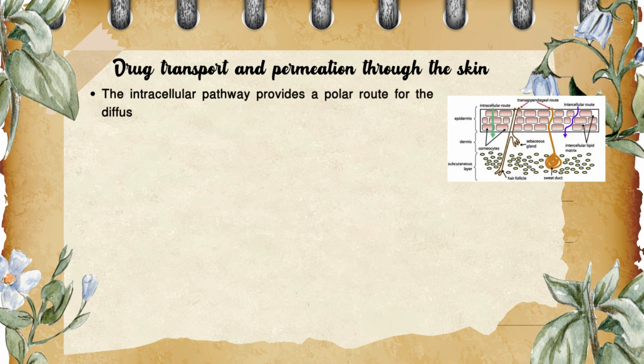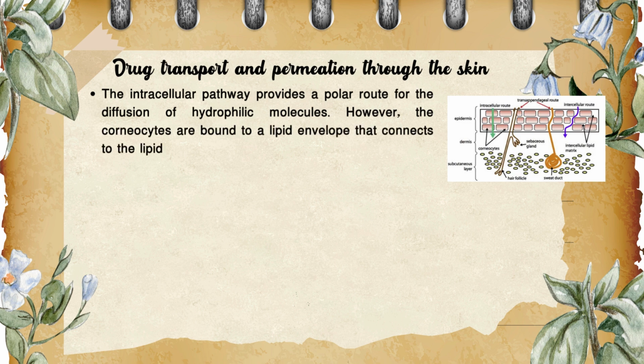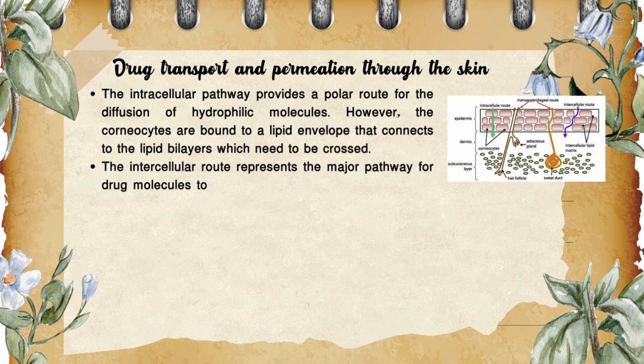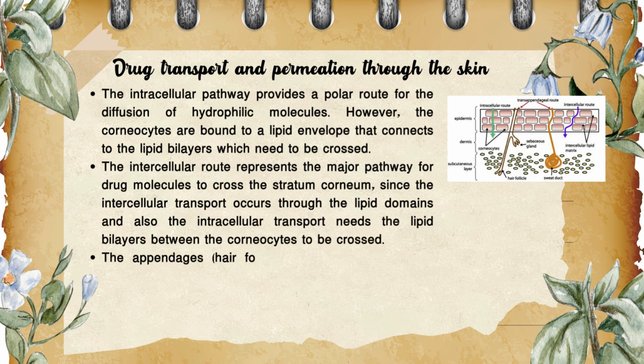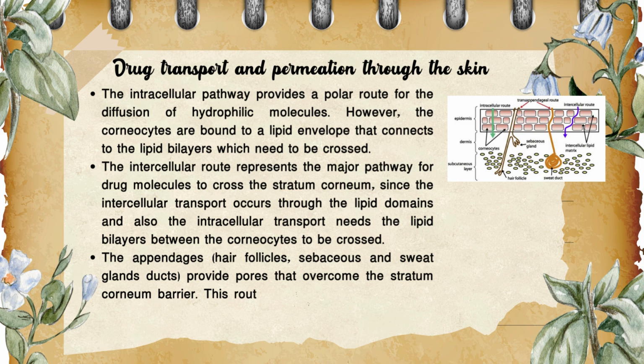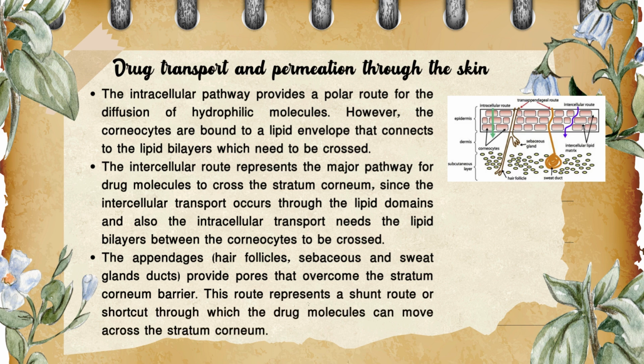Drug transport and permeation through the skin. The intracellular pathway provides a polar route for the diffusion of hydrophilic molecules. However, the corneocytes are bound to lipid envelopes that connect the lipid bilayer, which need to be crossed. The appendages include hair follicles, sebaceous glands, and sweat glands, which provide pores that overcome the stratum corneum barrier.